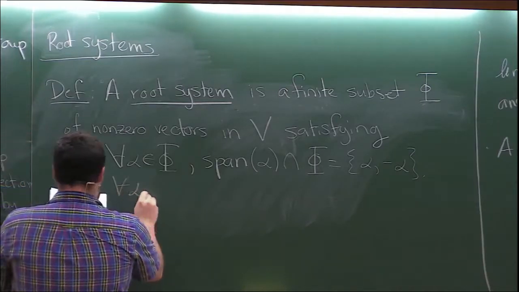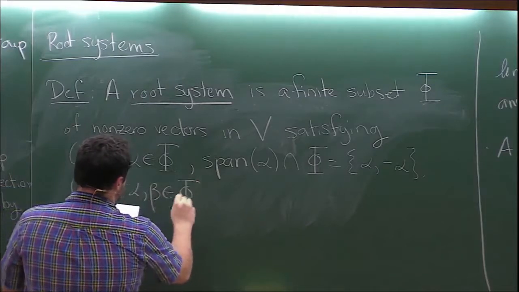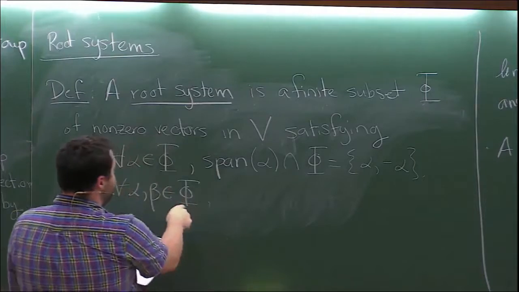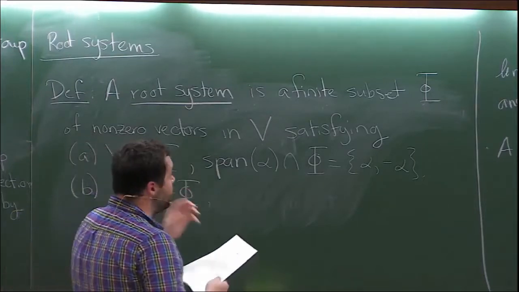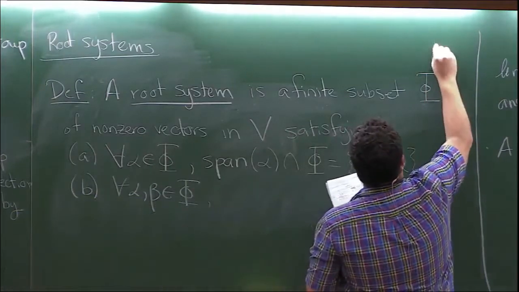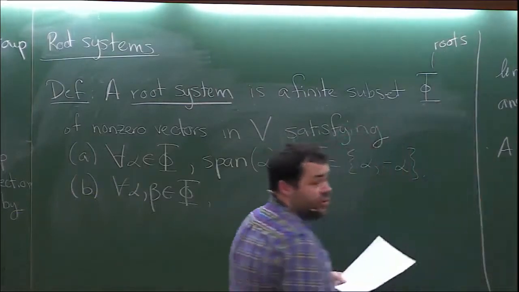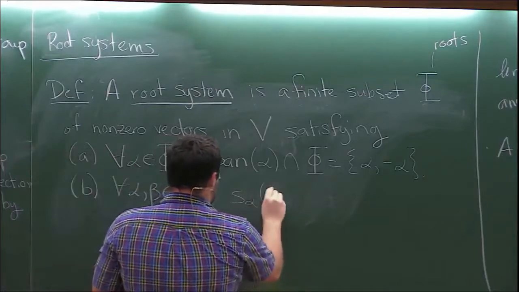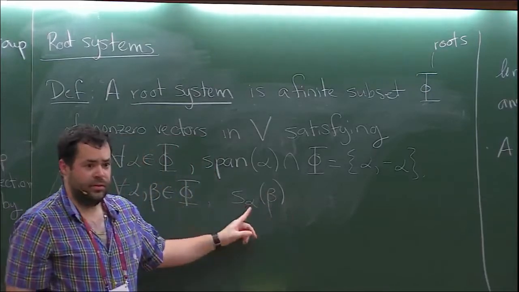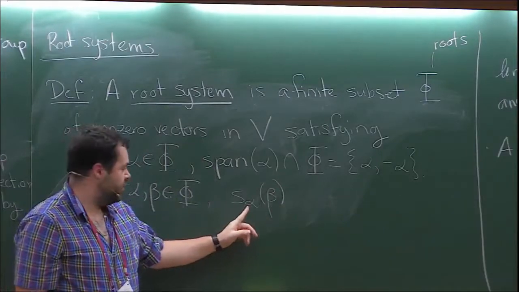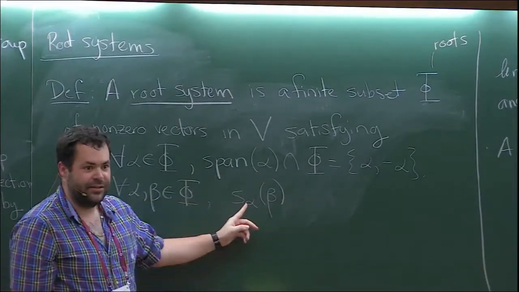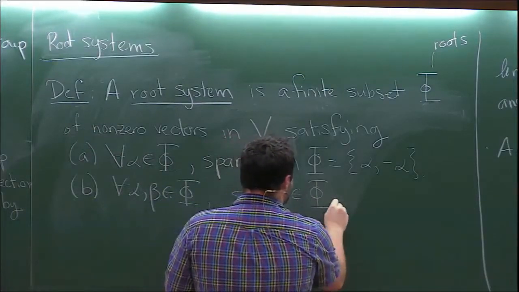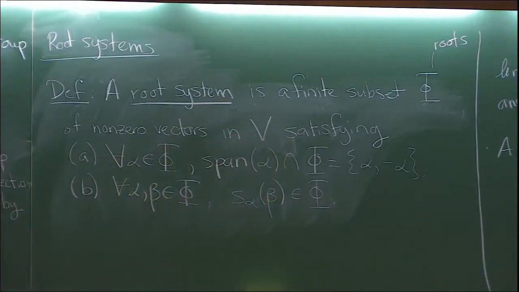And the second property is that for every two elements inside the set, for every two roots, where elements of this set are called roots, the reflection through the hyperplane where beta is the normal vector, this reflection of alpha stays inside of this set.